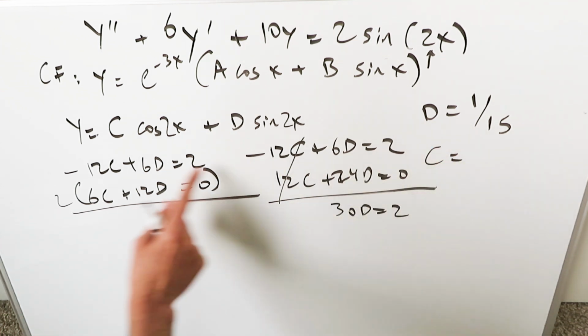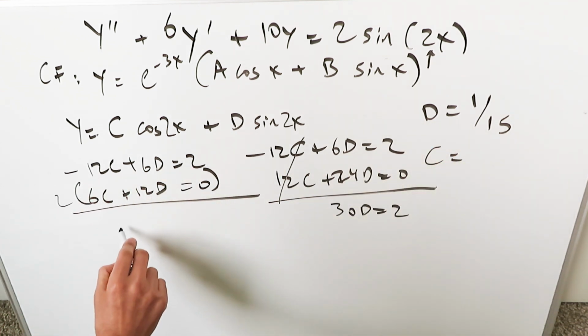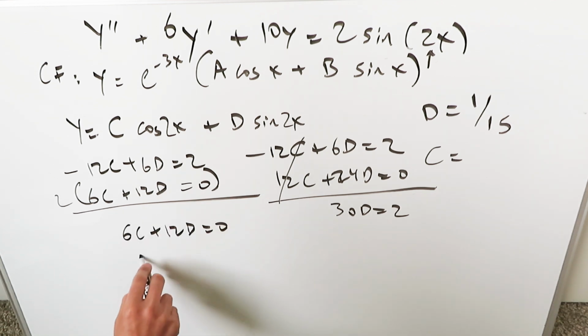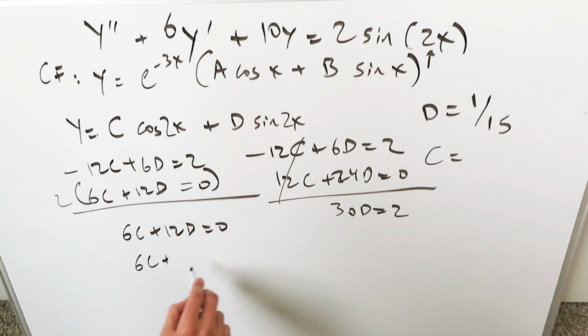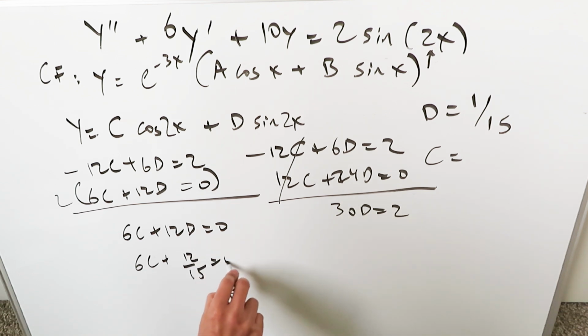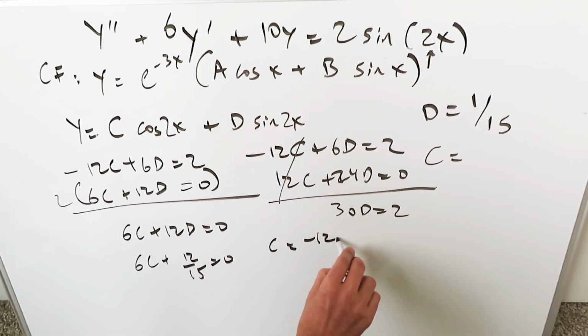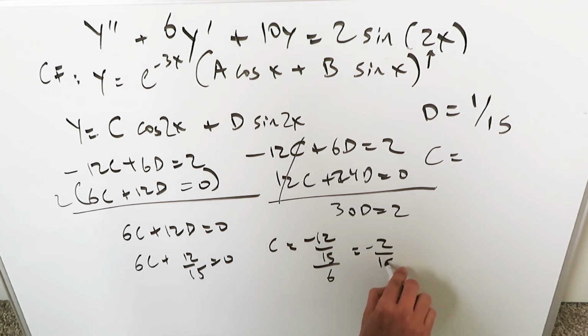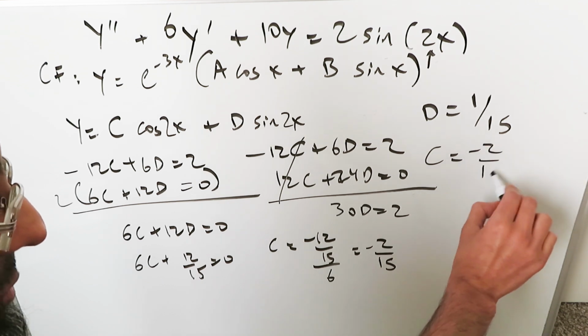Plug this d value in one of these equations. I'll pick this one right here. 6c plus 12d is equal to 0. 6c plus 12 times 1 over 15, which is 12 over 15, is equal to 0. Solve for c. I'll have a minus 12 over 15 divided by 6, which is what? You're going to simplify it out. You'll have a minus 2 over 15, and that's what c is equal to, minus 2 over 15.